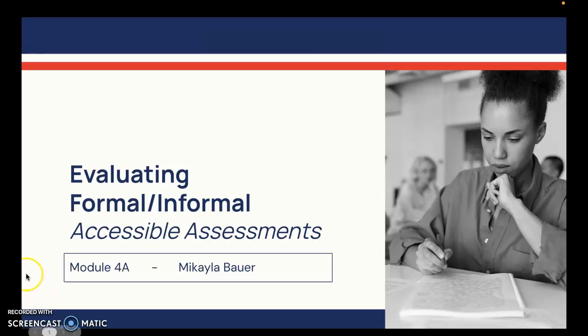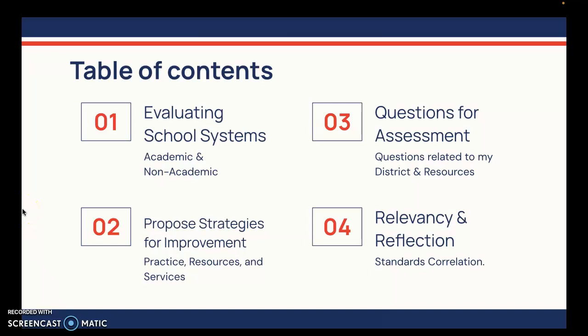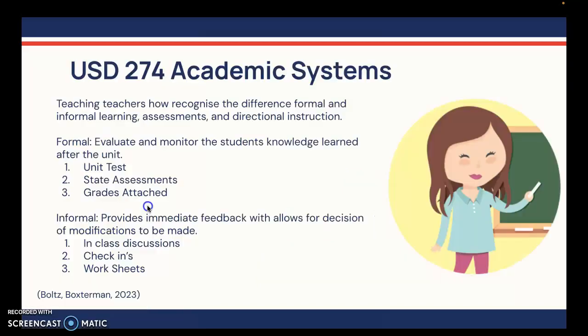My name is Hackett-Bauer, and I'm presenting over Module 4A, Evaluating Formal and Informal Accessible Assessments. So we're going to talk about evaluating school systems, propose strategies for improvement, answer some questions, and then talk about the relevancy and reflection. So, number one, evaluating school systems.